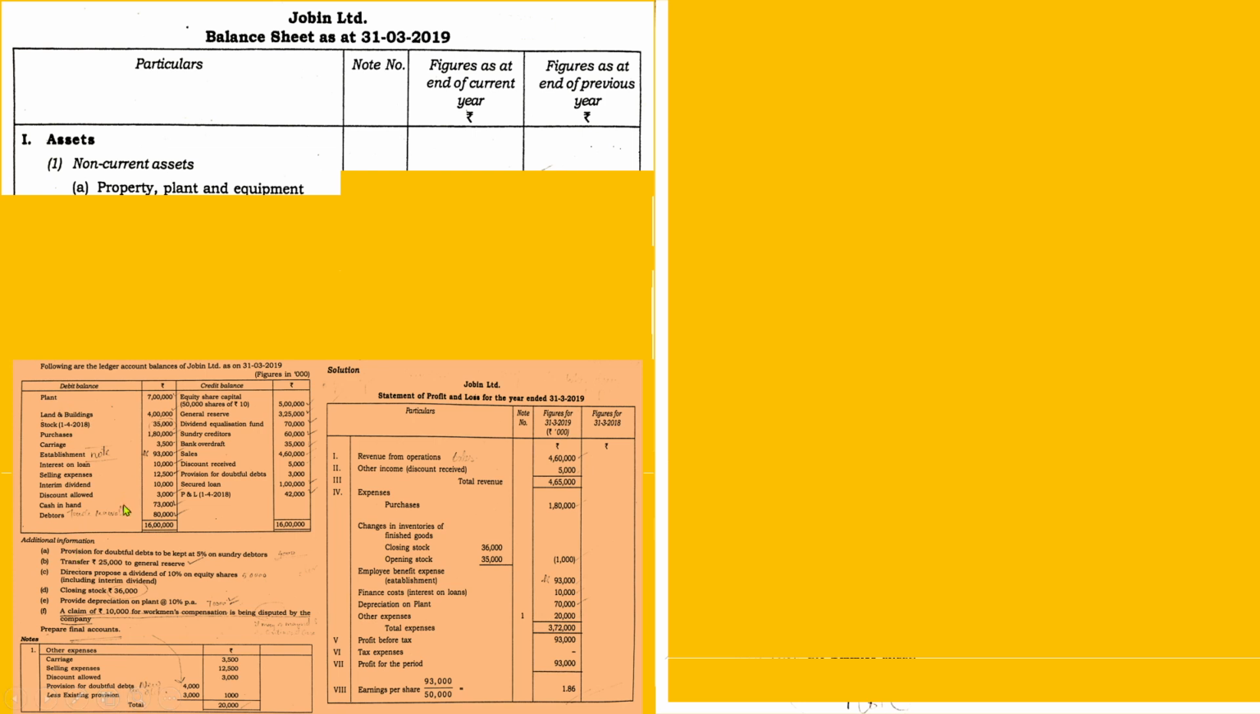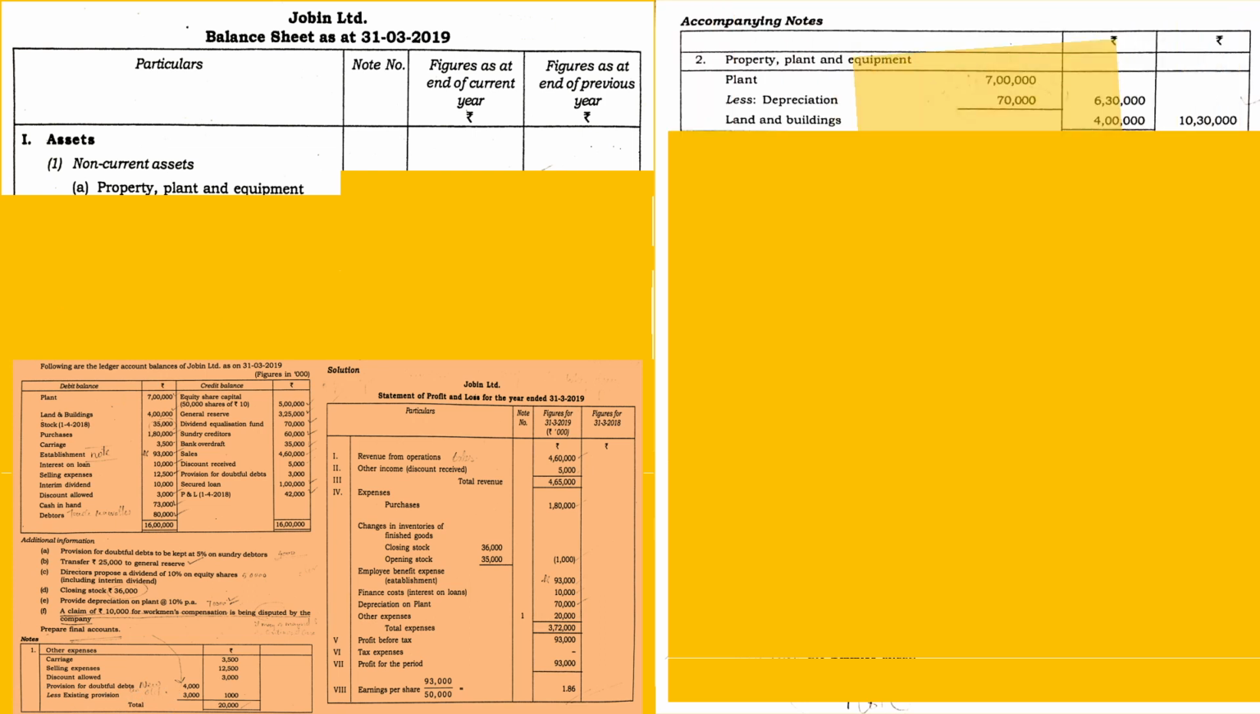First one, provision, it doesn't belong to the asset. Transfer to general reserve, it doesn't belong to assets. Provide depreciation on plant, there is no information regarding land and building, so consider the depreciation for plant alone.